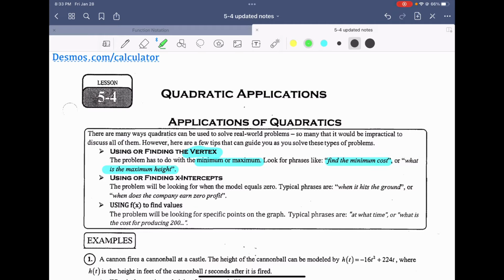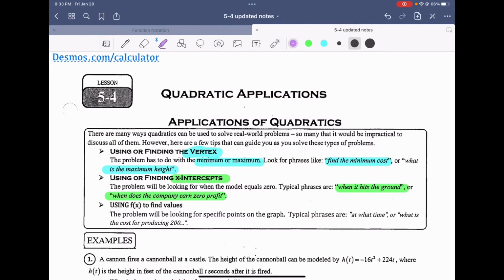For x-intercepts, those are going to be problems where you're looking for where the model equals 0, such as where it hits the ground or where the profit is 0. So think of if you had a rocket ship that took off and then when did it land? That's when it hit 0. So that would be an x-intercept. So those are types of things you're going to look for when you're looking for the x-intercepts.